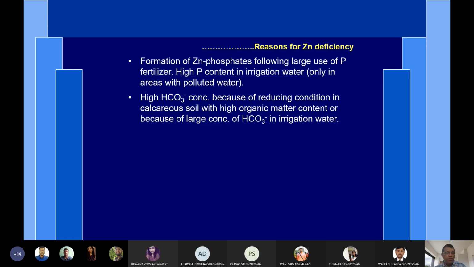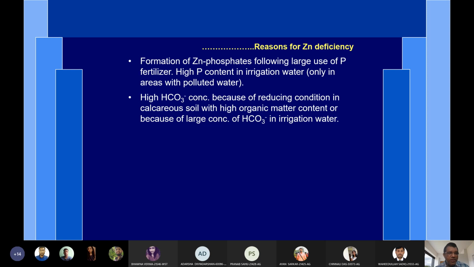So this formation of zinc phosphate can happen if you have too much zinc or higher zinc availability. Then it is formation of zinc phosphate following large use of P fertilizer. So in this case, it is the other way around. High P content in irrigation water only in areas with polluted water.